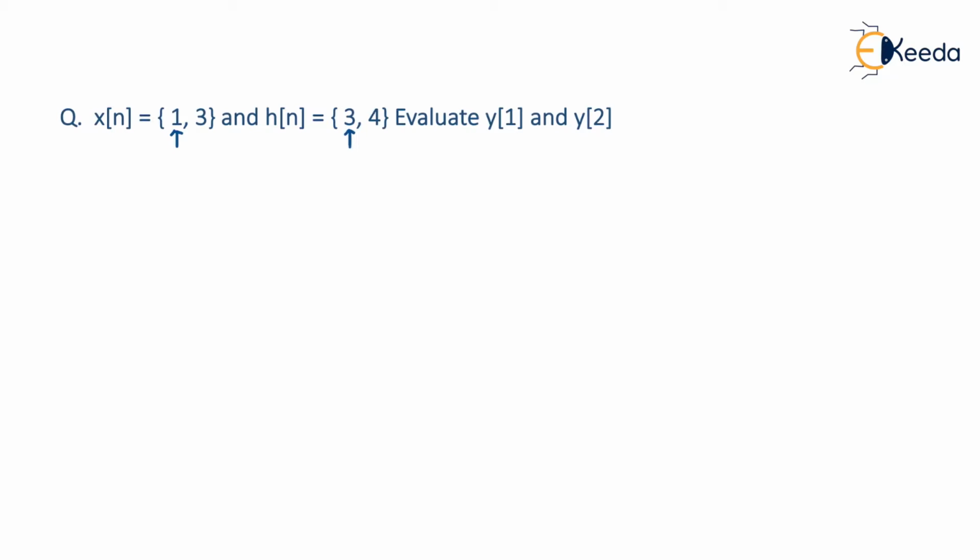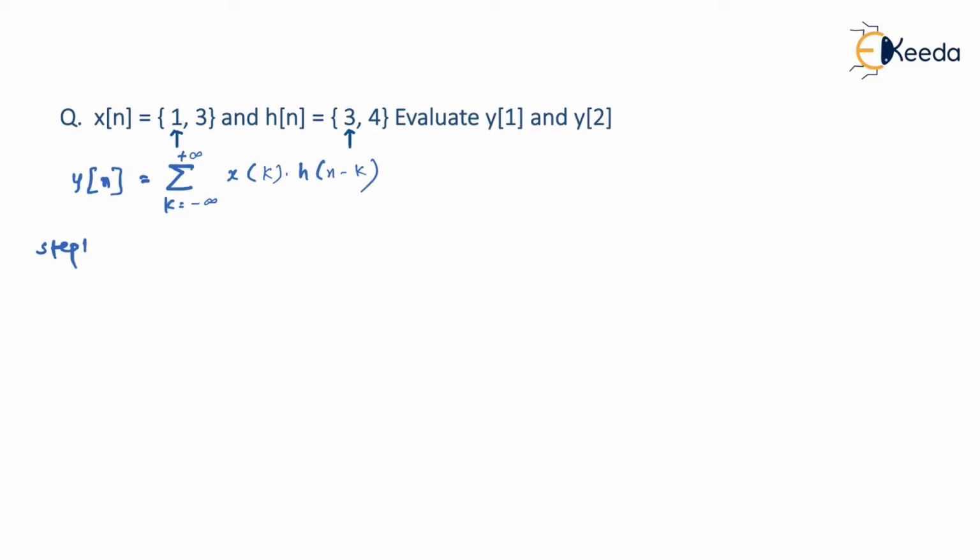The first question says x of n is having two elements, 1 and 3, and h of n is having two elements, that is 3 and 4. Evaluate y of 1 and y of 2. So we know what the formula is. The formula says y of n is equal to summation, k changing from minus infinity to plus infinity, in the bracket we have x of k h of n minus k. Is that right? So we are going to follow the steps.